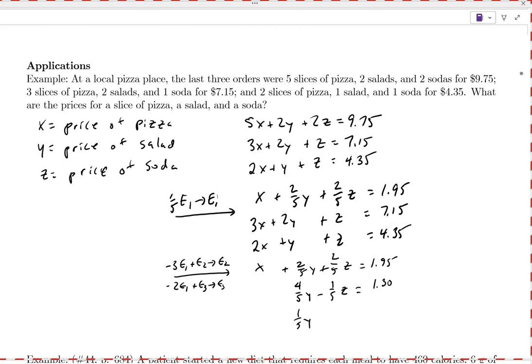-2 times 2/5 is -4/5, plus 5/5 gives us a positive 1/5 z, right? -2 times 195, that's -390, and then add down and we get what, 45?